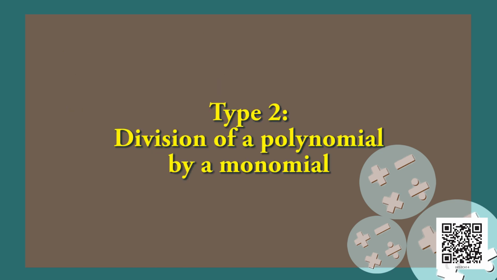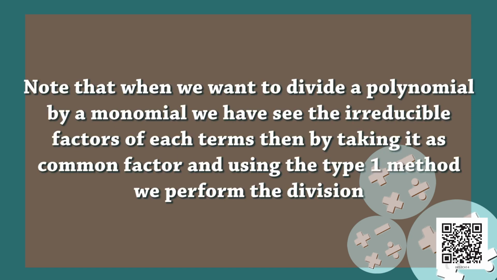Type 2, division of a polynomial by a monomial. In fact, note that when we want to divide a polynomial by a monomial, we have to see the irreducible factors of each term. Then, by taking the common factors and using the type 1 method, we perform the division. Let us illustrate this in the following examples.